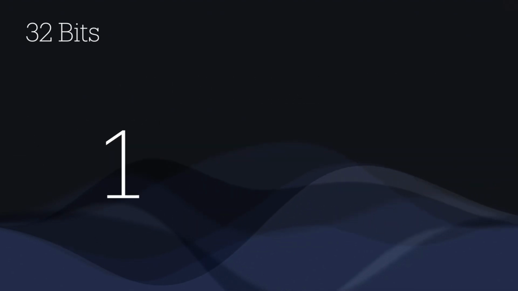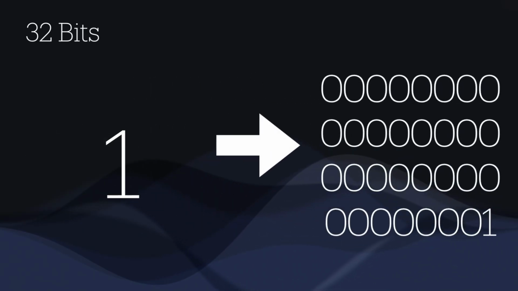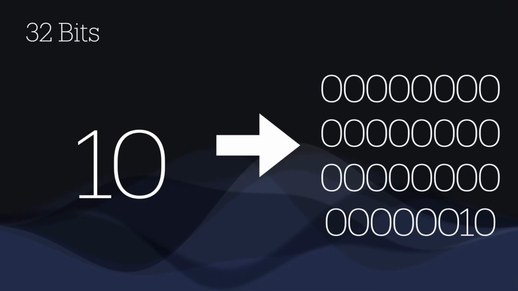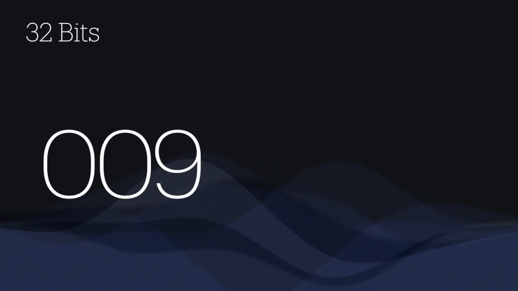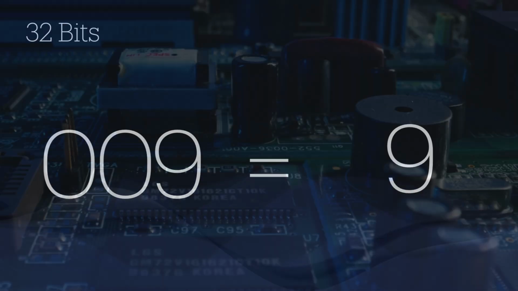When we write 1, it's going to be 31 zeros followed by a 1. And when we write 2, it's not just going to be a 1 followed by a 0. It's going to be 30 zeros, then a 1, then a 0. This isn't that different from how humans treat leading zeros. If I wrote the number 009, you would still know that it means 9. This is no different for binary.